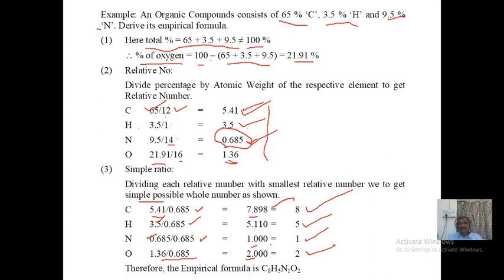See friend, when you calculate at your place, you will get a little plus minus than what I have calculated, but when you convert into the simplest whole number, it will be 8 for carbon, 5 for hydrogen, 1 for nitrogen and 2 for oxygen. And therefore I am writing the empirical formula, after writing the symbols carbon C, hydrogen H, nitrogen N, oxygen O, these numbers as subscripts. Carbon 8, hydrogen 5, nitrogen 1 and oxygen 2 is the empirical formula of this particular compound.